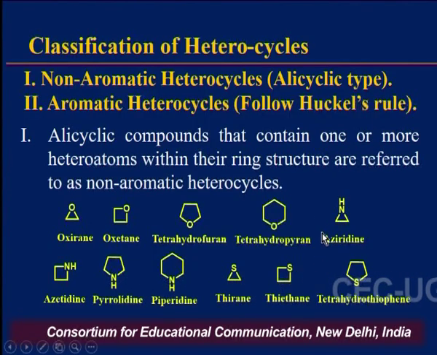In a similar way, this is applicable when nitrogen is present. If nitrogen is the heteroatom in a 3-member ring, then we call it aziridine, in a 4-member ring azetidine, in a 5-member ring pyrrolidine, and in a 6-member ring piperidine. In the case of sulfur as the heteroatom, in a 3-member ring we call it thiirane, thietane for a 4-member ring, and tetrahydrothiophene for a 5-member ring.